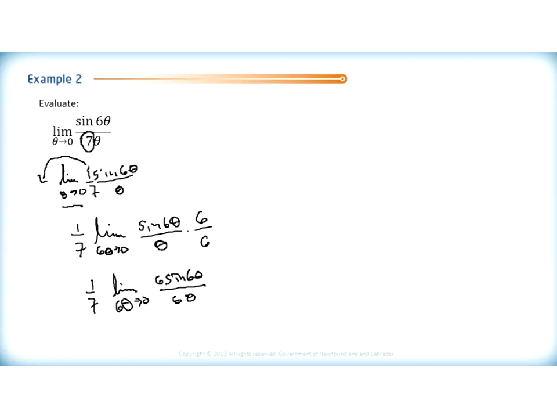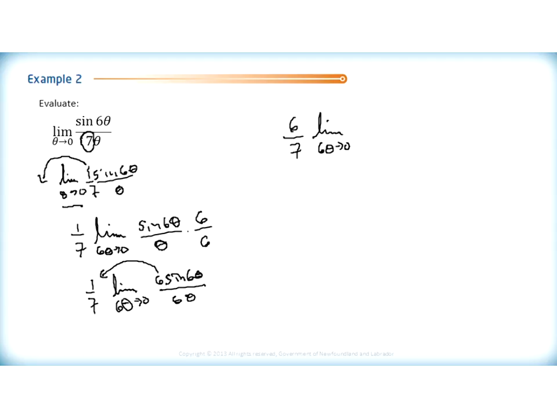Okay, so all that stuff there, I know I've got another constant multiple that I can throw out in front of me. So that's going to give us 6/7 of the limit as 6 theta approaches 0.